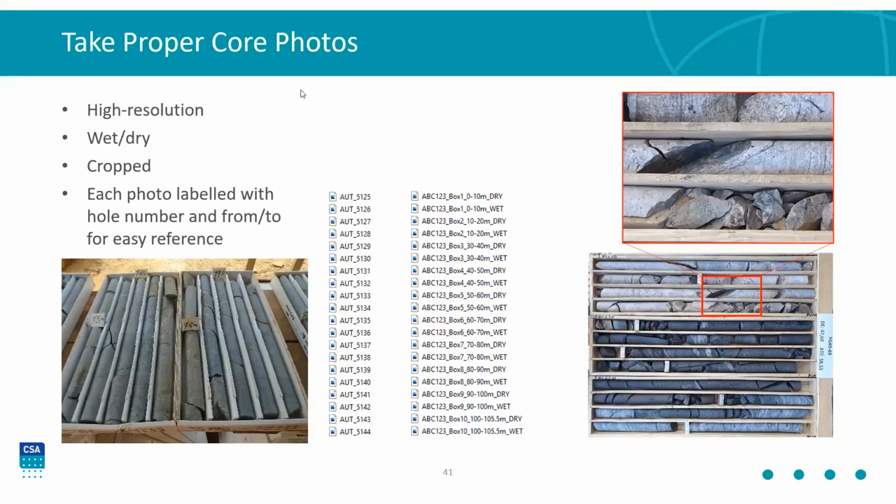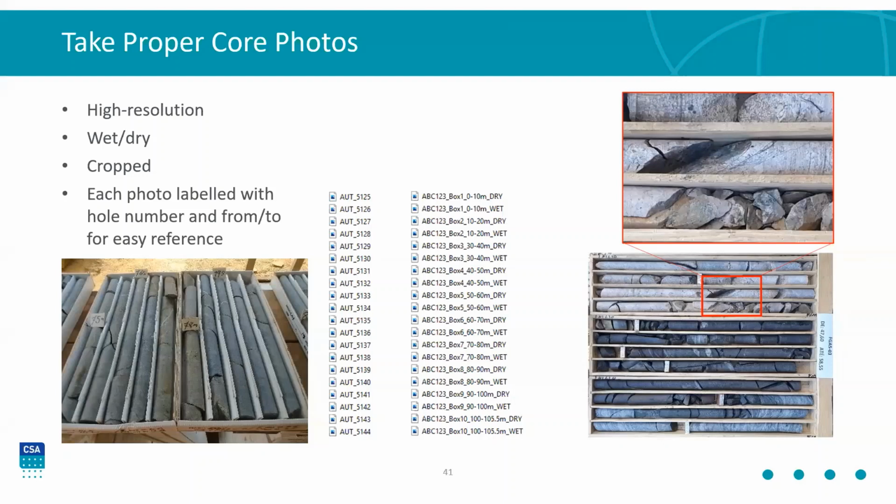And so when I say take proper core photos, I don't mean just take a photo of the core box like that. I mean, they should be high resolution so that you can really zoom in and observe the structures close up. You should be taking the photos of the core wet and dry. Some projects I see them take photos of the core cut and uncut, which is quite useful as well. If you do take photos of the core once it's been cut, make sure that it's been washed off so you don't have any dust residue on the core, so that it's nice and clean.